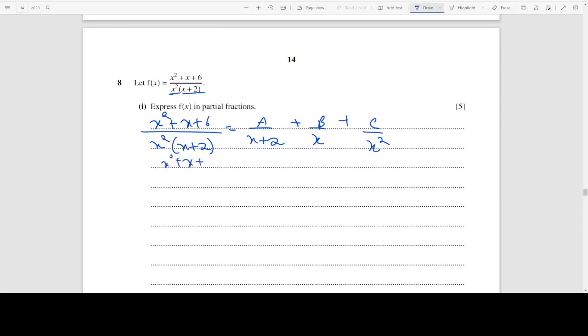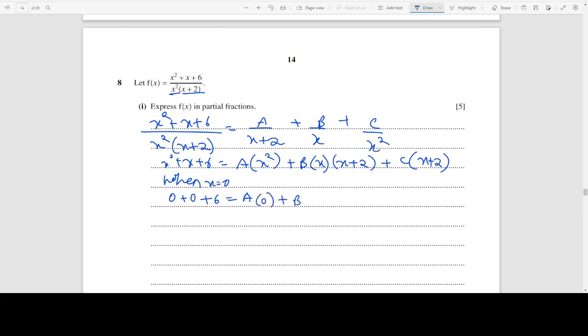So x square plus x plus 6 equals a into x square plus b into x plus 2 plus c into x plus 2. Let's take x as 0. So when x is 0, 0 plus 0 plus 6 is equal to a into 0 square plus b into 0 into x plus 2 plus c into 2. So both of these terms are going to be 0. So 6 equals c into 2, c equals 3.